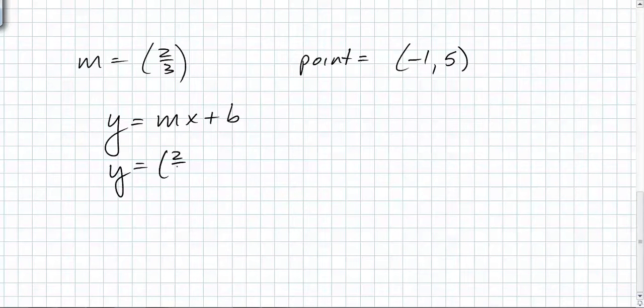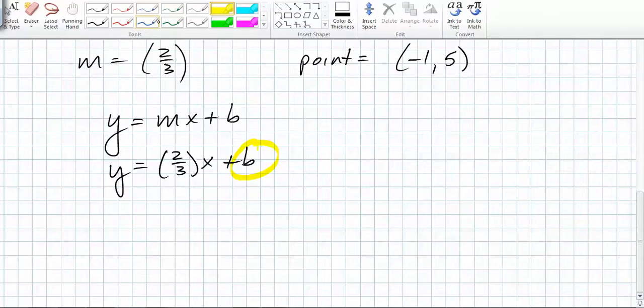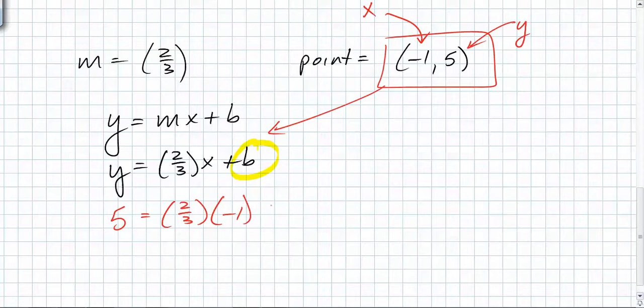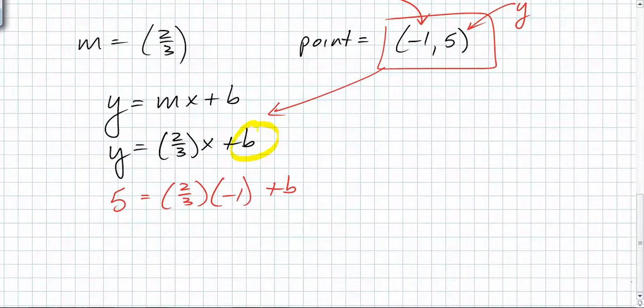Well, we know with slope-intercept form, y equals mx plus b, that the equation is going to be y equals 2/3 x plus b. All we need to find now is the b value, which we haven't been given, but we can find. And we find the b value by taking this point and plugging it into that equation. We know that that is the y value right there, and that's the x value of a point. So we're going to say 5 is equal to 2/3 times -1 plus b. So 5 is equal to -2/3 plus b.